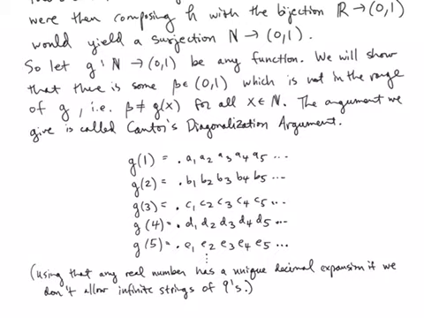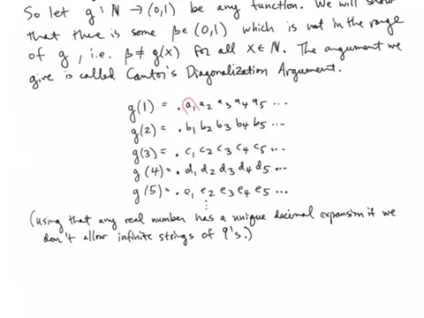The basic idea is actually relatively simple. You look at the first digit of the first number, and the first digit of the number that we claim is not in the image is going to differ from that first digit of the first one. So I'll start writing down the argument. We're going to construct beta, which is going to have a decimal representation z1, z2, z3, z4, z5, and so on, by the following rules.